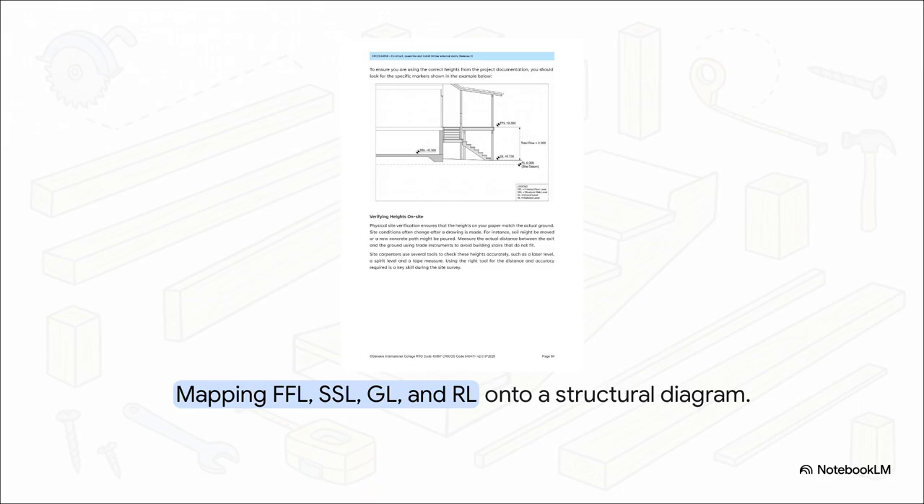You can see exactly where the FFL sits right at the very top of the deck at plus 3.350, right there on the finished surface. The RL is marked way down at 0 as the site datum. That's our fixed point of comparison. And the GL just follows the sloped ground surface below. Seeing them mapped out like this, it just makes the math a whole lot easier to wrap your head around.